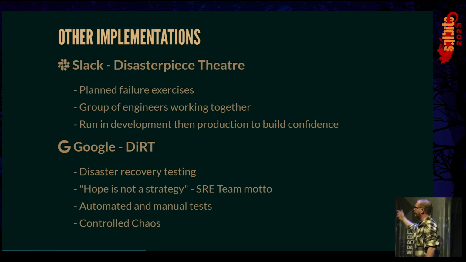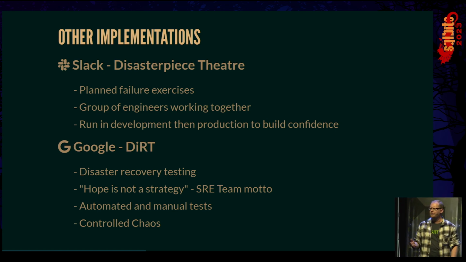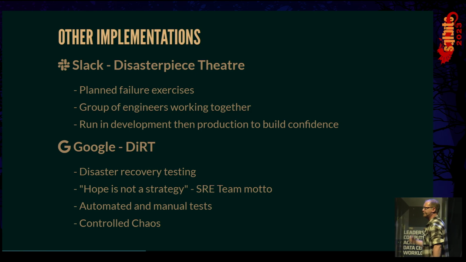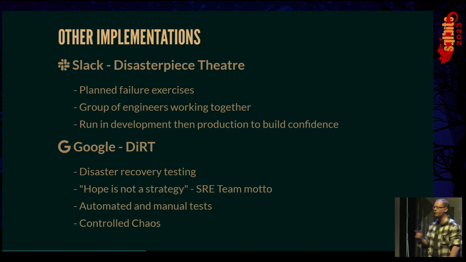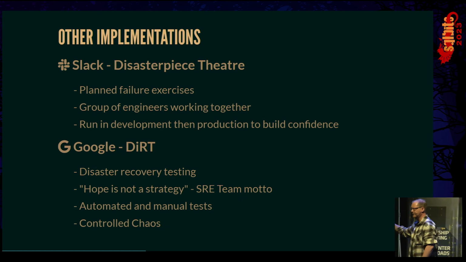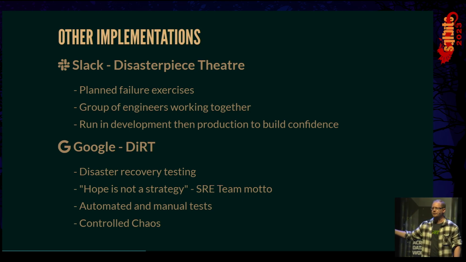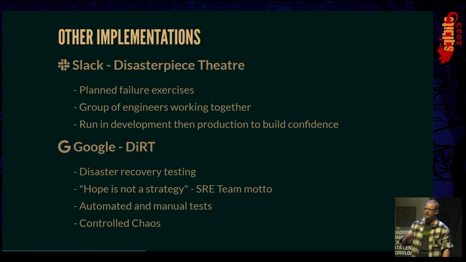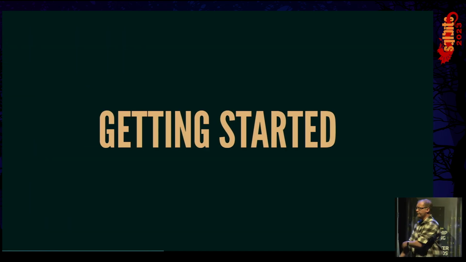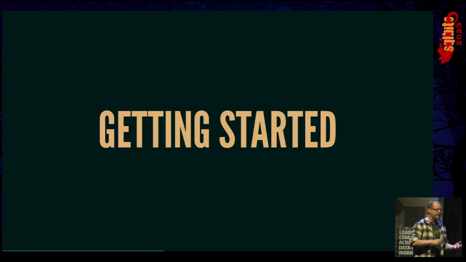Google's got some great stuff here. The SRE team motto: hope is not a strategy. We're not hoping our systems stay online. We are running experiments to prove that they will stay online when they encounter a failure. And the last point there I love as well: controlled chaos. That's what we're doing. We're not going to a data center and just ripping cables out. We are designing experiments that test a specific scenario to see how things react when they encounter a failure.